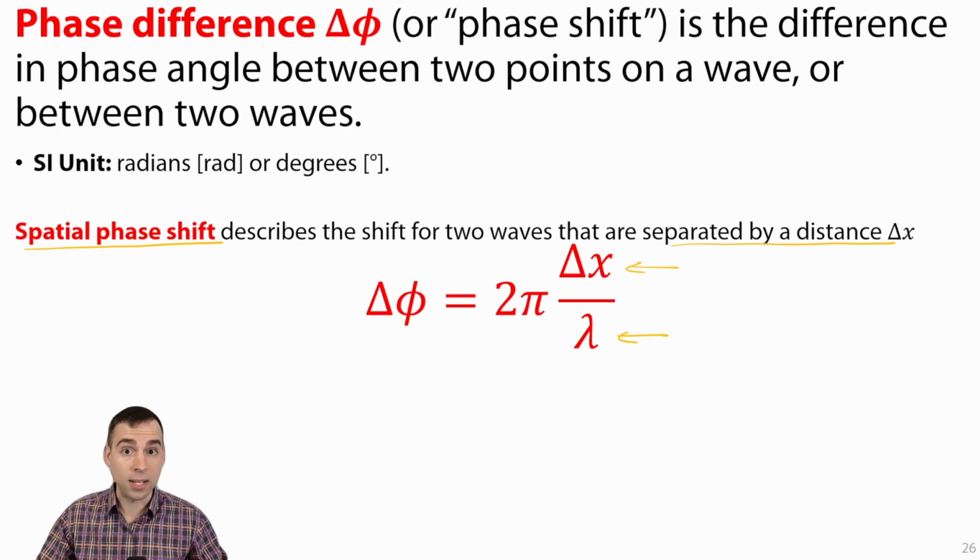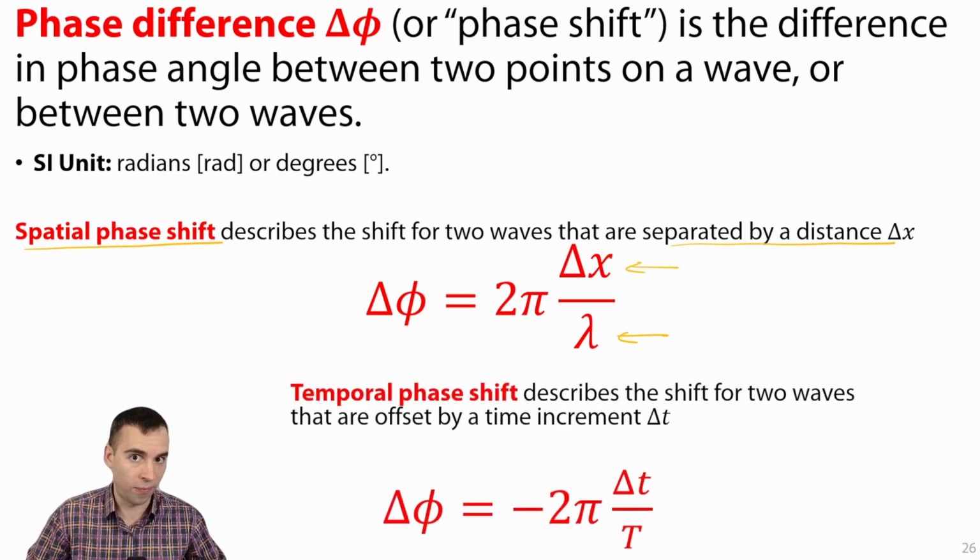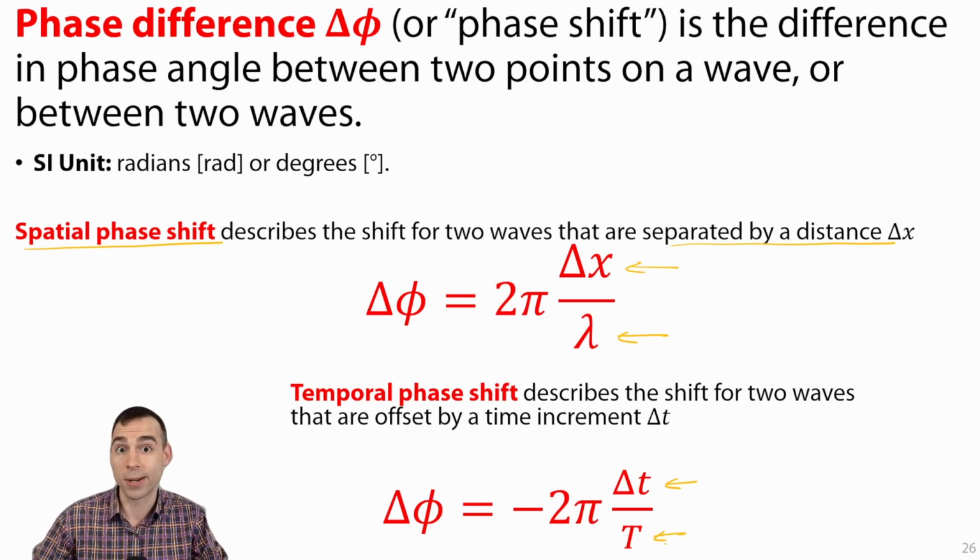On the other hand, if we have 2 waves that are being sent out from the same point, but with a time delay between them, we could calculate the temporal phase shift, which calculates a difference in phase angle based on a time difference. Here, delta t would be like the time delay between 2 identical points on a wave or 2 identical waves, and capital T is the period.